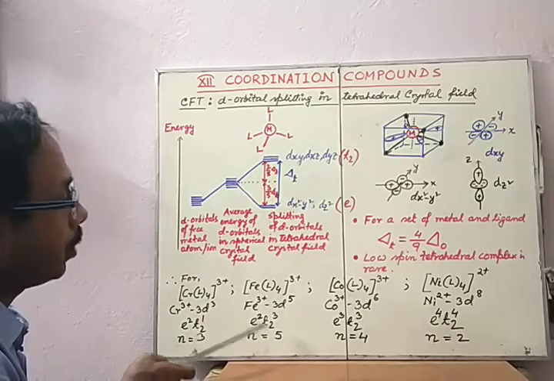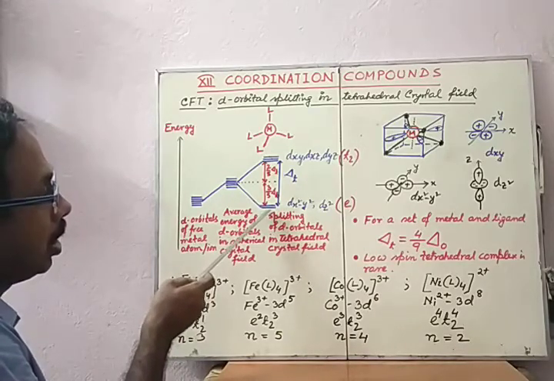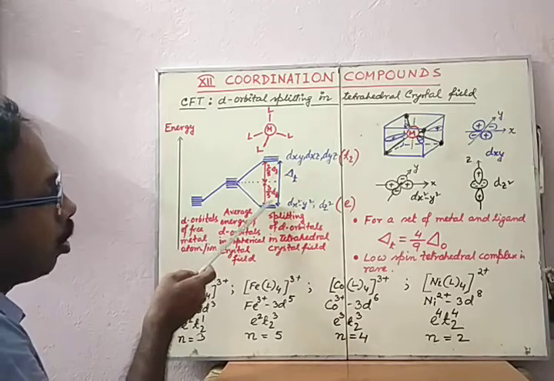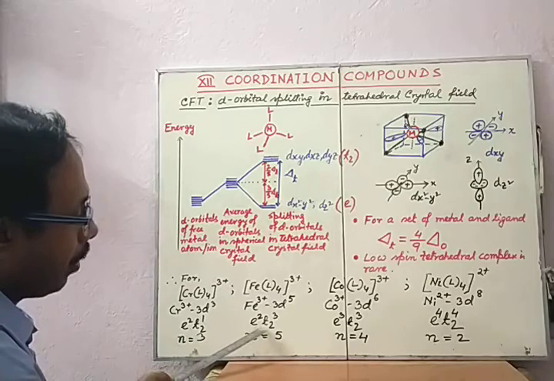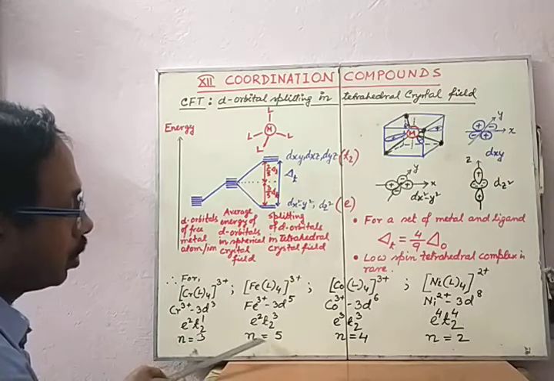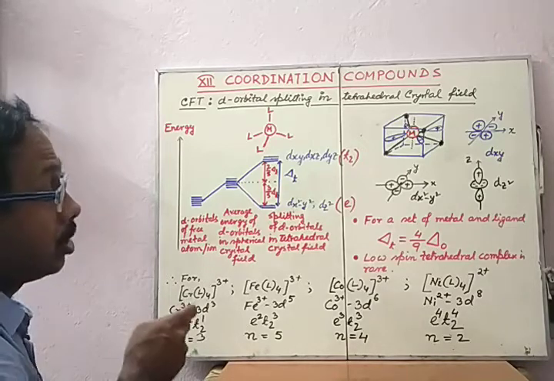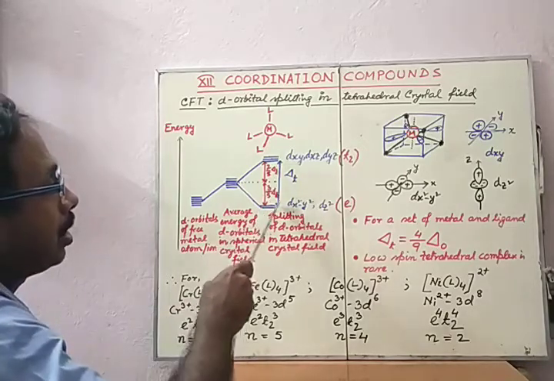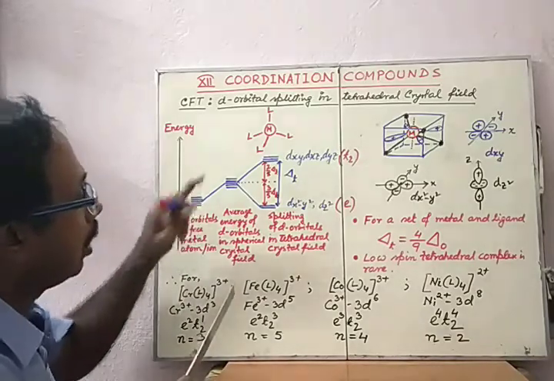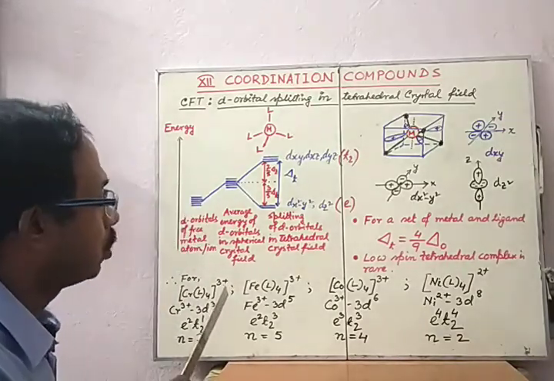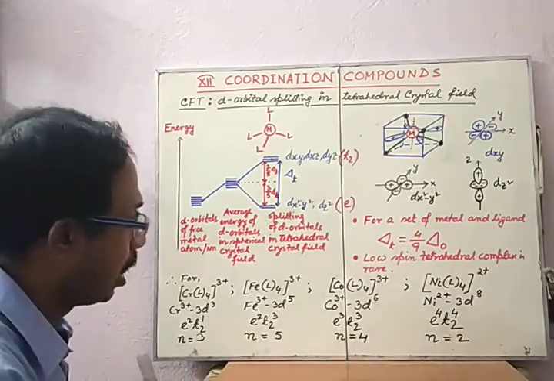So it is a high spin complex. If it was a low spin complex, then 4 electrons could be accommodated in E and 1 in T2. So instead of E4, T2 1, here it came E2, T2 3. So the number of unpaired electrons is more. Therefore, it is because the delta T separation energy is not so high, and electrons can move easily to the higher energy T2 state. So that's why it is stated that low spin tetrahedral complex is rare.